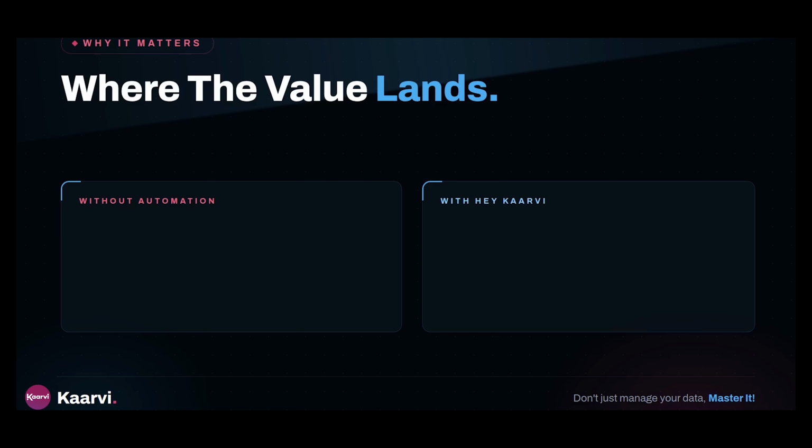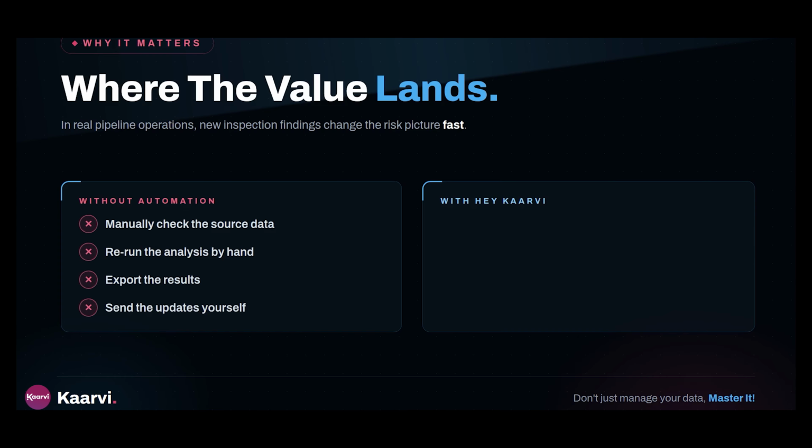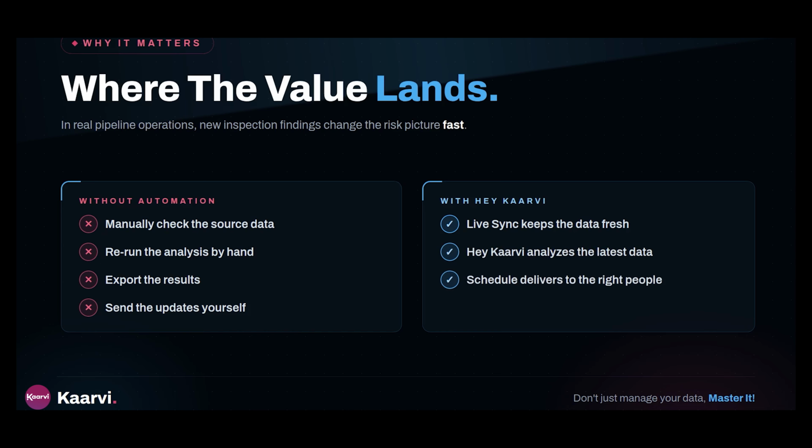This is where the value becomes clear. In real pipeline operations, new inspection findings can change the risk picture very quickly. Without automation, someone has to manually check the source data, rerun the analysis, export the results, and send updates. With Kaarvi, the process becomes automatic. Live Sync keeps the data fresh. Kaarvi analyzes the latest data. Schedule sends updated insights to the right people, and teams can react faster when critical risk increases.